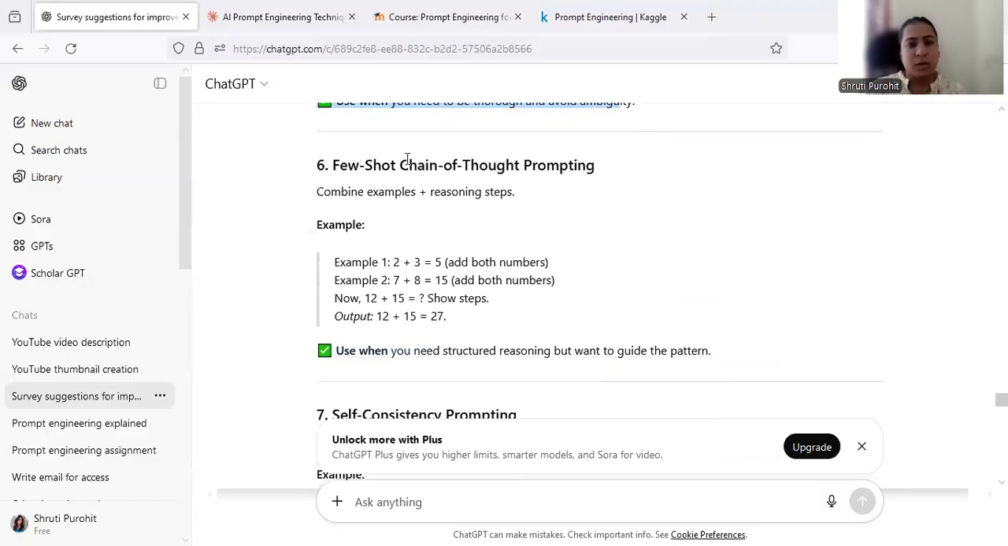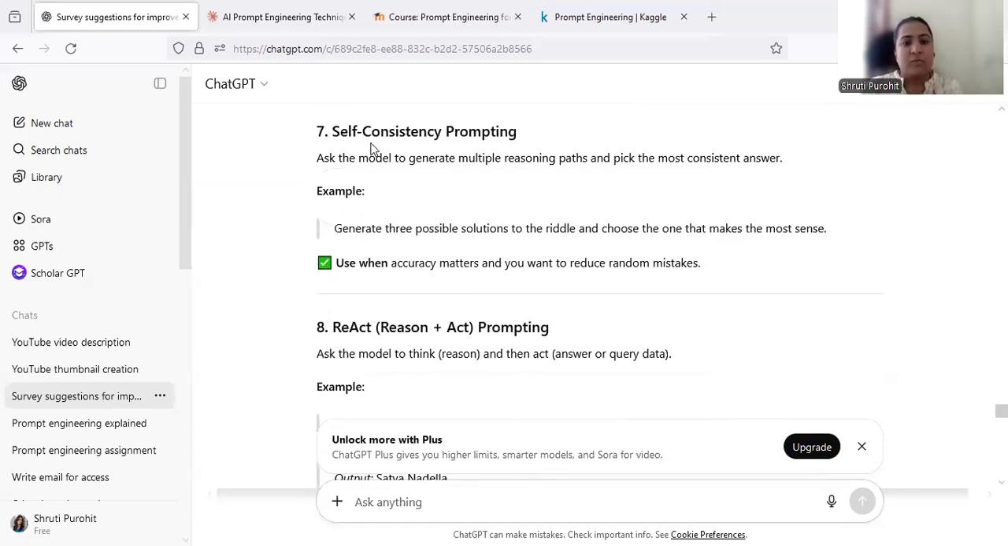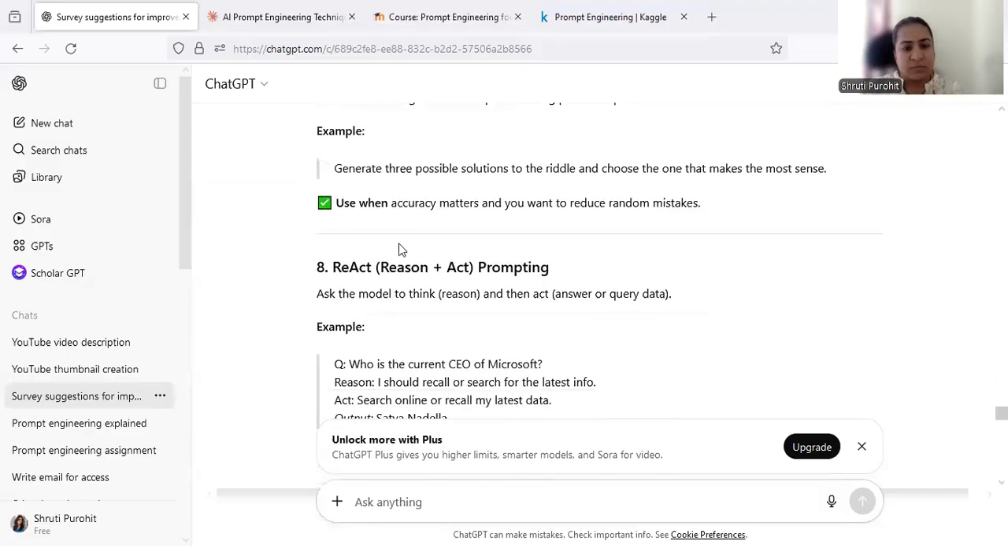Next is few shot with chain of thought. Again, we are combining few shot and chain of thought prompting, a combination of examples and reasoning steps. So we are providing examples and we are also providing the steps in which I want the answer. So we are combining these two techniques. Self consistency, yes, we have discussed this.